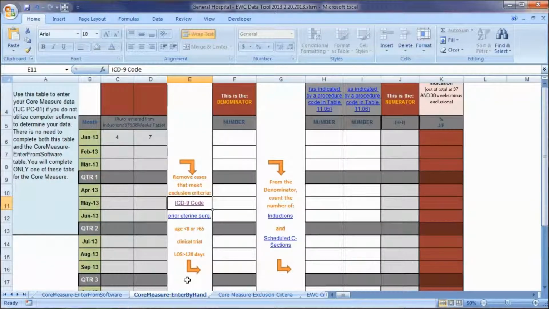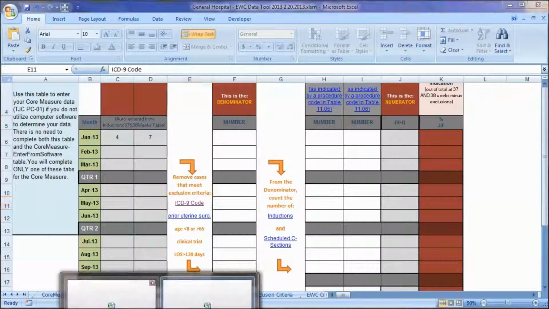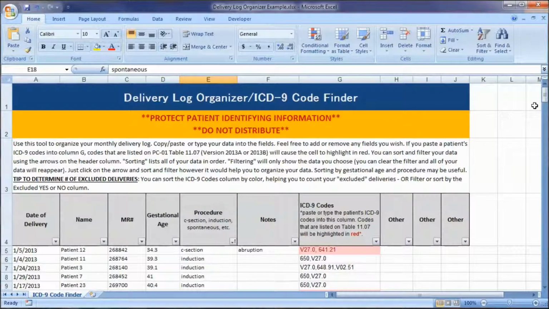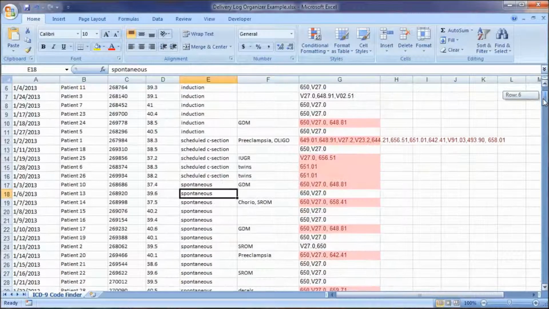One benefit of using the delivery log organizer would be the ICD-9 codes column, in which any of those 74 codes, if present, would highlight that cell as red, indicating that that woman would be excluded based on a condition in the 11.07 table.